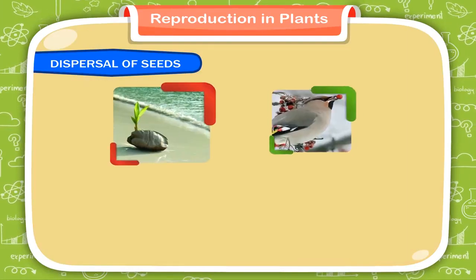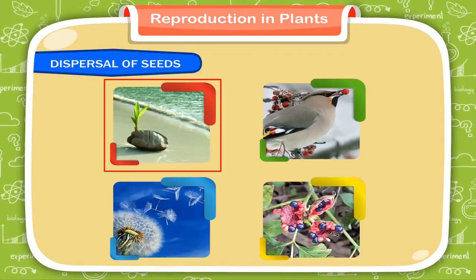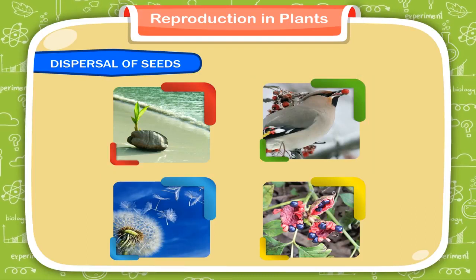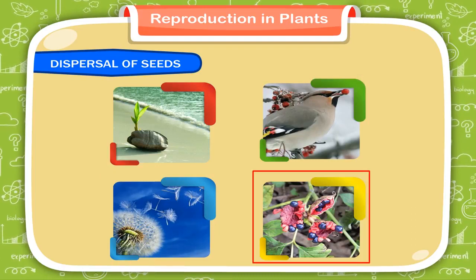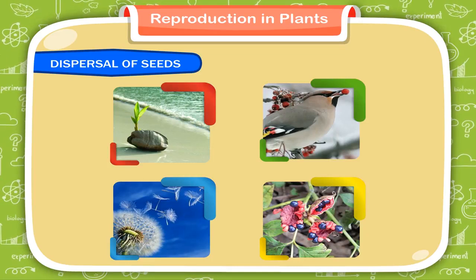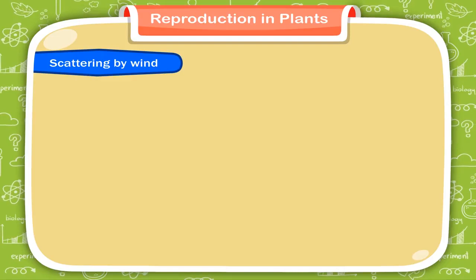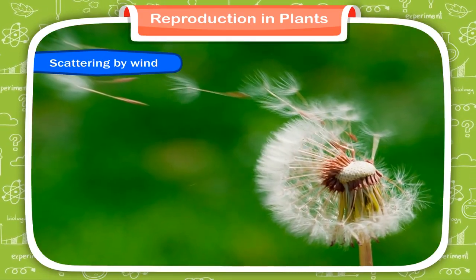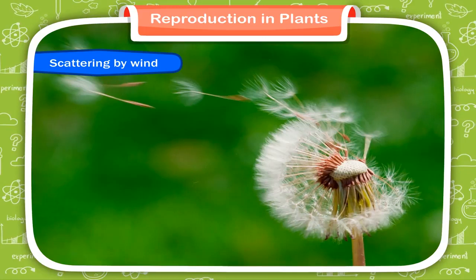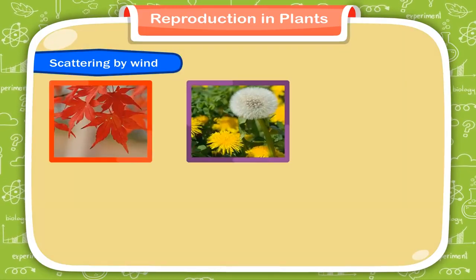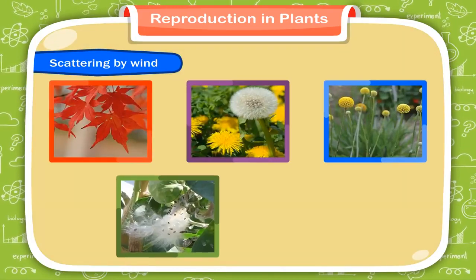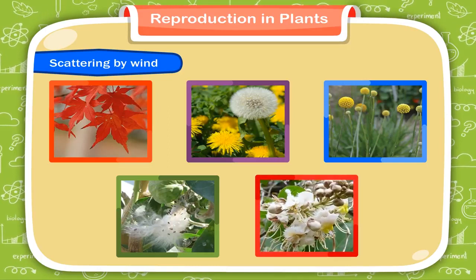Dispersal of seeds happens in 4 ways: through water, wind, animals, and explosion of the fruit. These are known as agents of dispersal. Scattering by wind. Some seeds have long and fine hair on them. Seeds like maple, dandelion, drumstick, madar, and hiptage have wings or tufts of hair on them. These hair or wings help them to float in the wind.